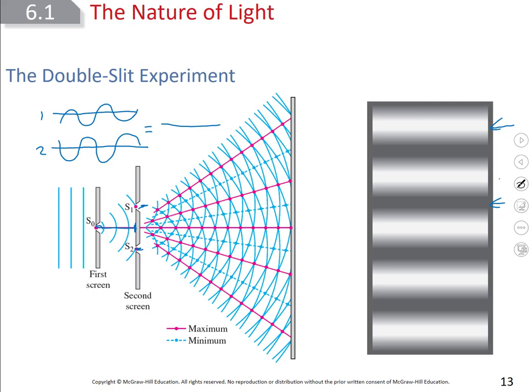So the double slit experiment supports the theory that light is a wave. Because if light was just a beam of particles, you wouldn't get any light on the second screen. And you certainly wouldn't get this banded effect of light and dark, light and dark. Any questions about the double slit experiment? All right, section 2.